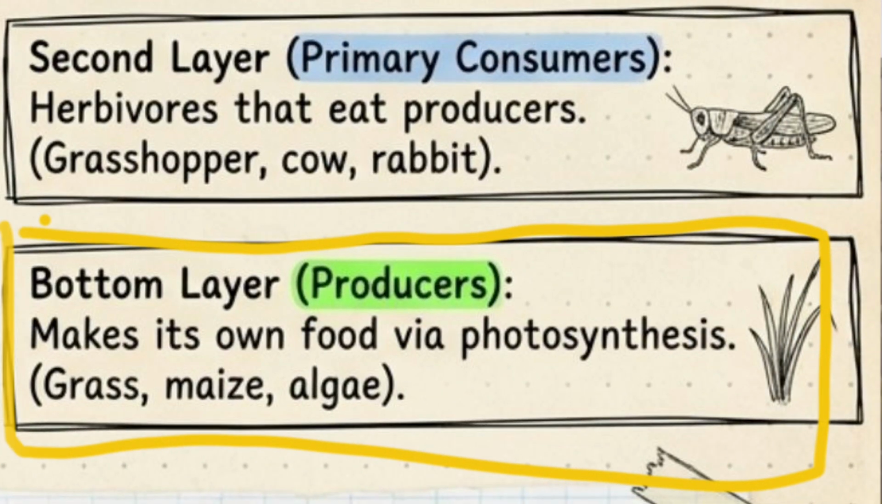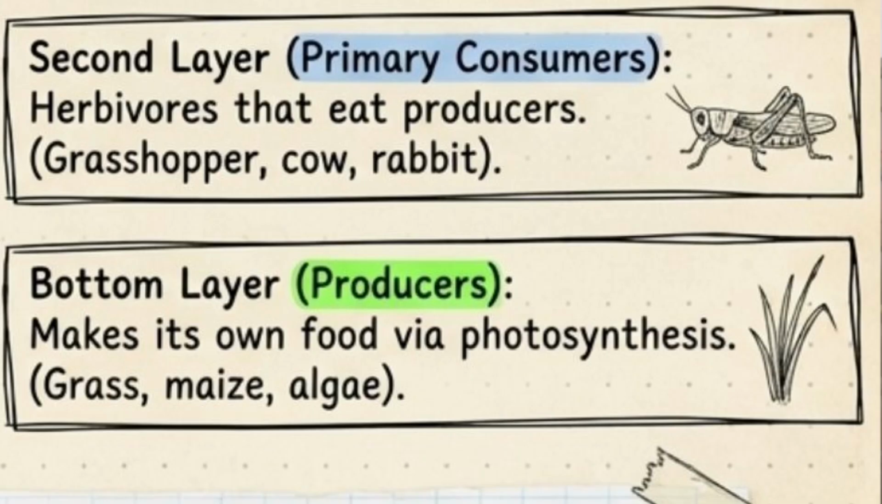We have the bottom layer, which is the producers. The producers make their own food via photosynthesis. So we have the plants, which include grass, maize, and Mr. Algae. You know Mr. Algae. It's found in the water bodies.